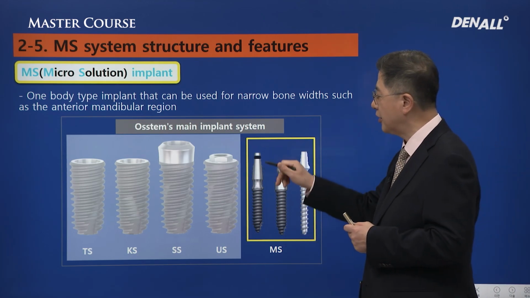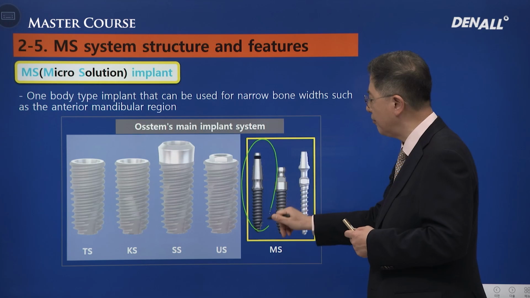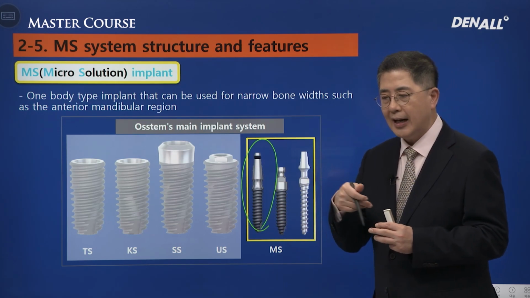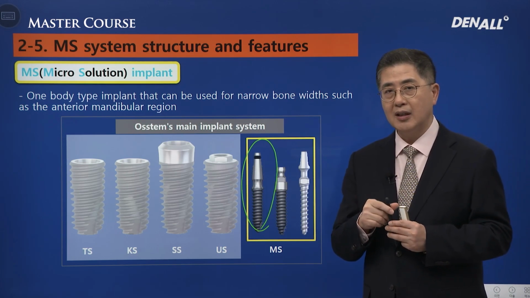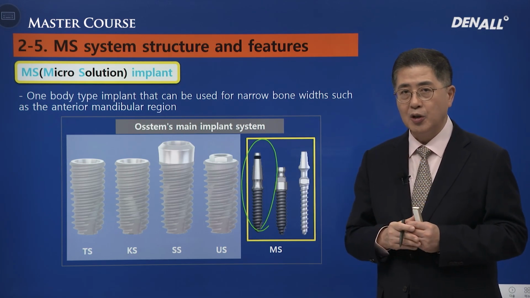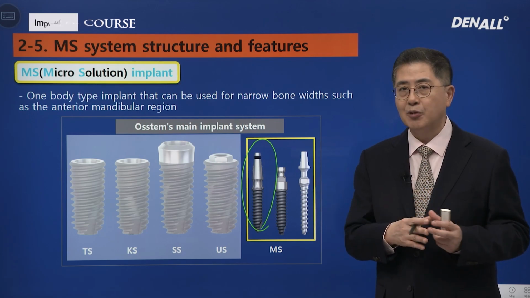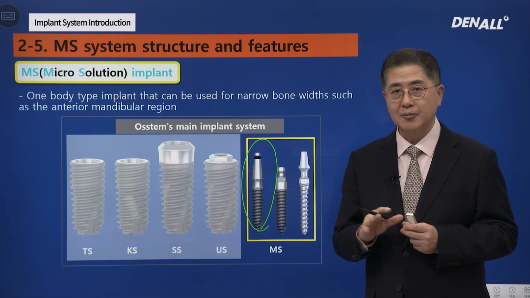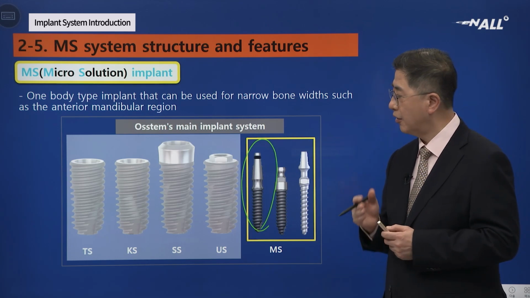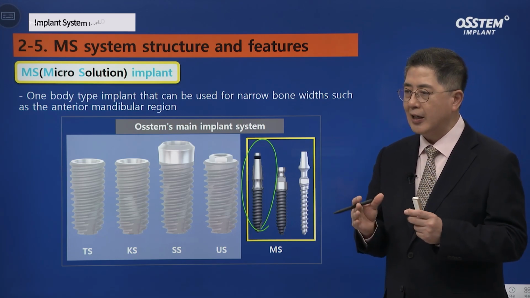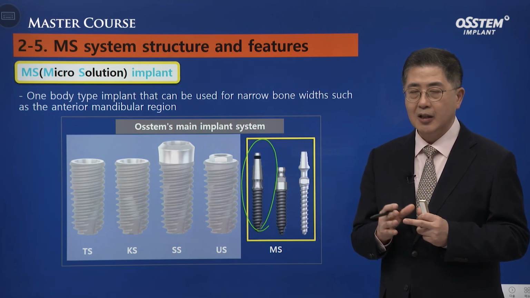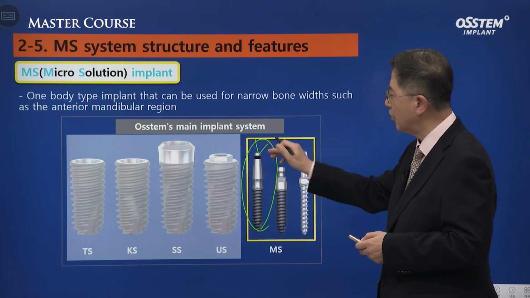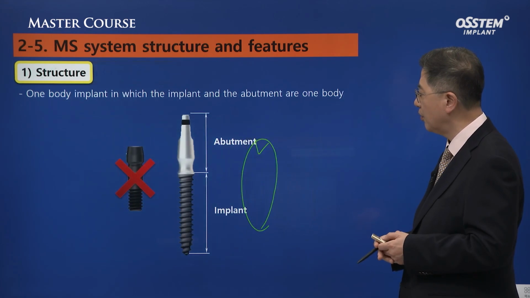To address this issue, OSSTEM has manufactured a one-body MS implant. But it is true that as the MS implant is placed with just once or twice of drillings, you can have some difficulties securing initial stability, and the failure rate is also higher than other areas. But personally, I prefer to use MS implant on mandibular 4 incisors. And if you master basic technique, you can get great clinical results. So for lower anterior region, I strongly recommend MS implant.